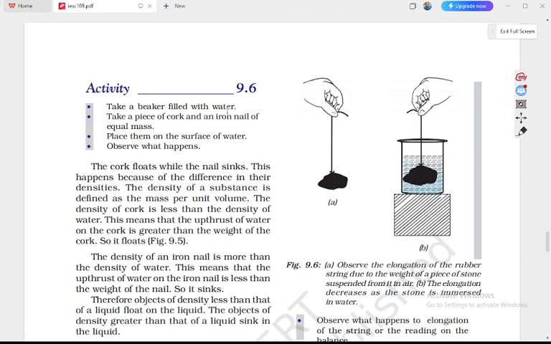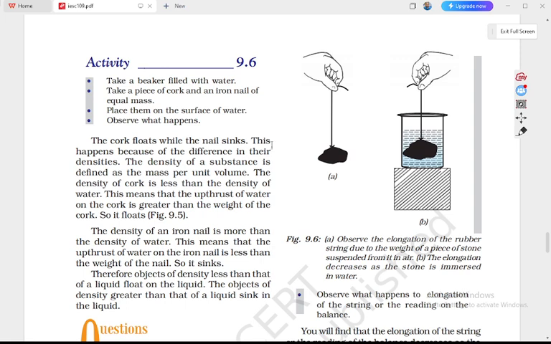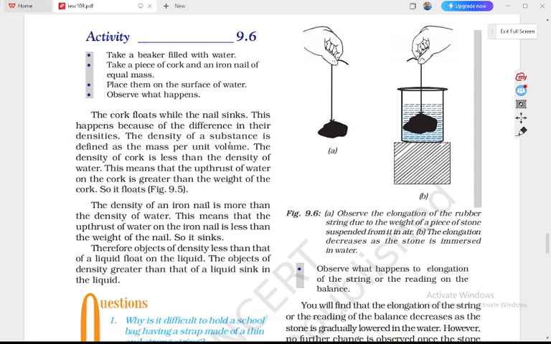Take a beaker filled with water, take a piece of cork and an iron nail of equal mass, and put them on the surface of the water. What happens? The cork floats while the nail sinks. This happens because of the difference in their density. The density of a substance is defined as the mass per unit volume. You have to remember the density. What is the density of an object? The density of a substance is defined as the mass per unit volume.